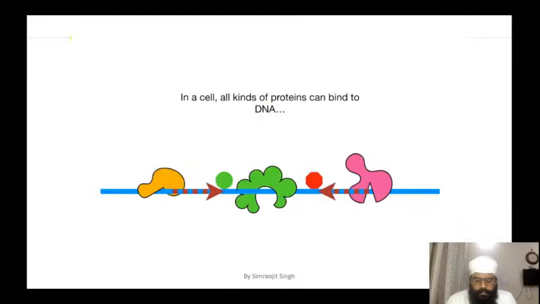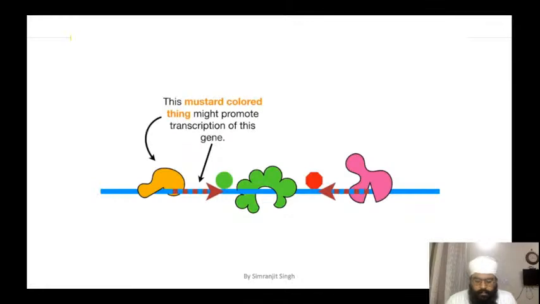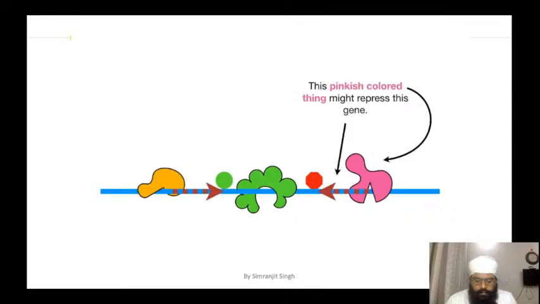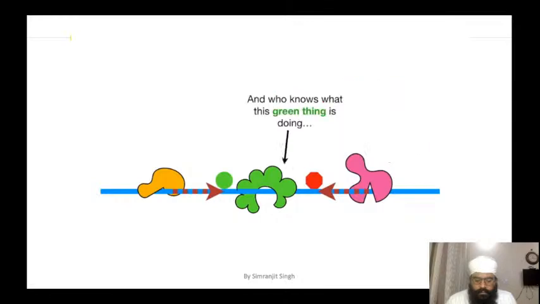In a cell, all kinds of proteins can bind to DNA. This mustard-colored thing might promote transcription of this gene. And this pinkish-colored thing might repress this gene. And who knows what this green thing is doing? We can use ChIP-seq to find out.